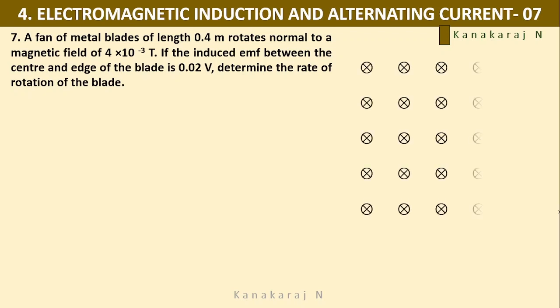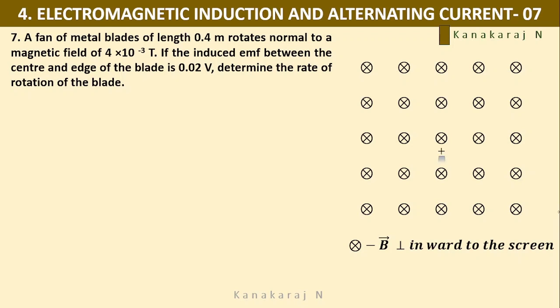Here you have the magnetic field. This is present perpendicular to the screen and inward. It is represented by a cross. Now you have a metal blade. This metal blade rotates perpendicular to the magnetic field. When it is rotating, it has an EMF at the ends of the two opposite sides, right? Once it stops, there is no EMF developed.